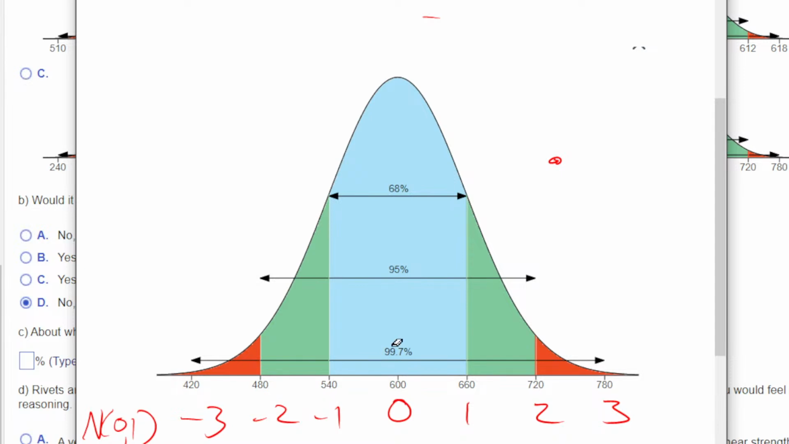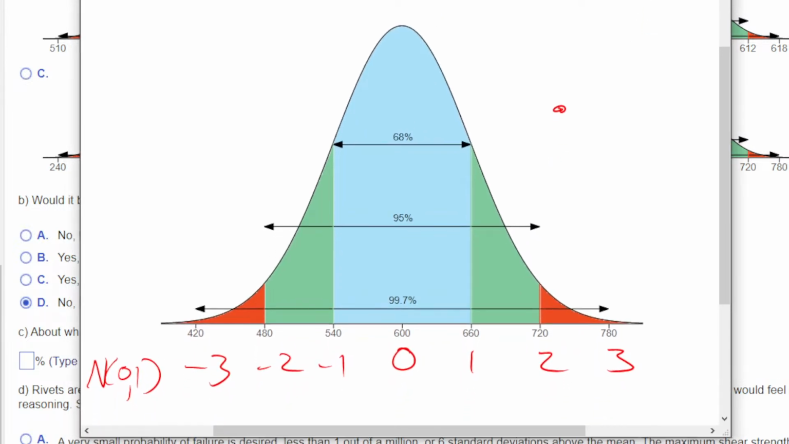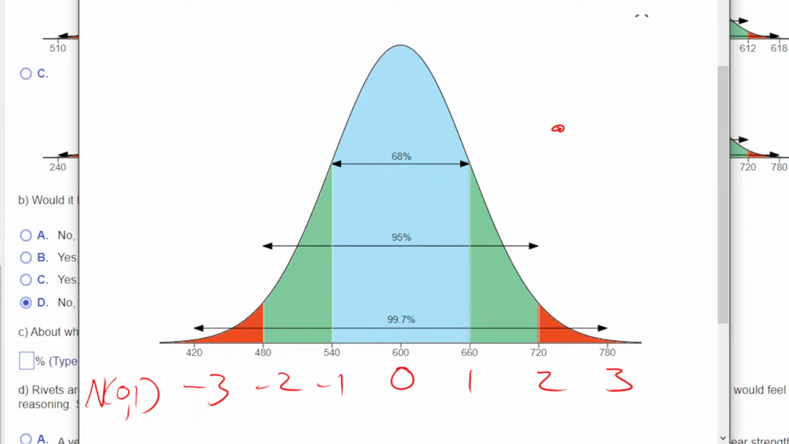Now, I always draw this on my curves. So the first thing Brian's going to do if he's finding the answer to how much area is above 720 is he's going to find the what of 720.